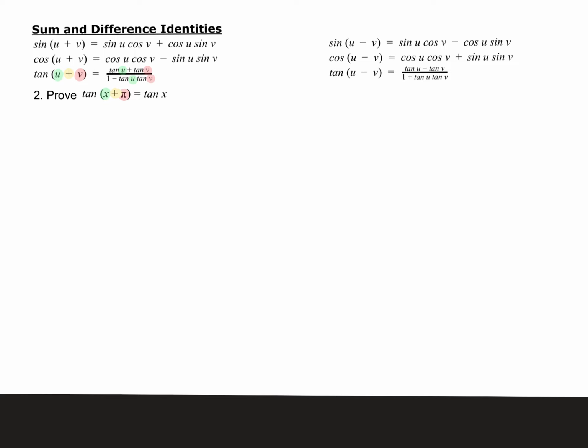So instead of tangent of u plus v, remember we're going to use x is u and pi is v. I'm going to be able to change that to the tangent of x plus the tangent of pi over 1 minus tangent of x times tangent of pi. And again, I'm just trying to show that this is exactly tangent of x.